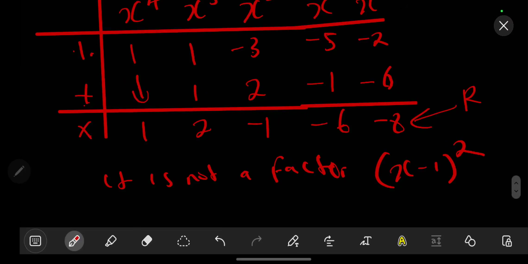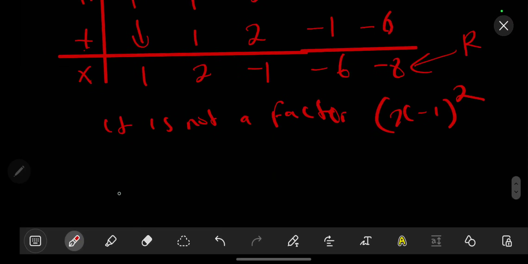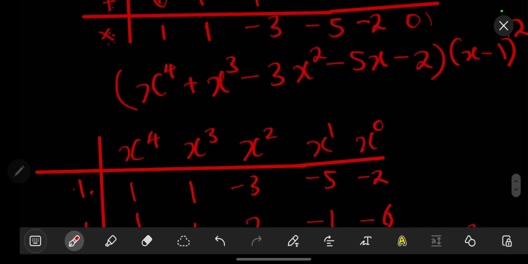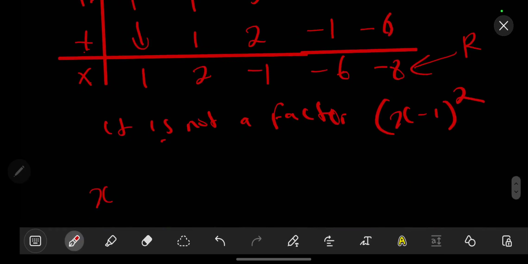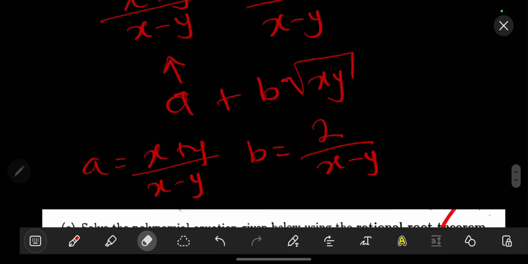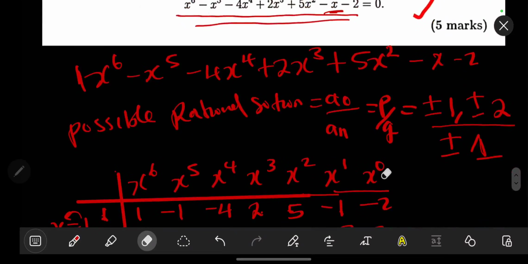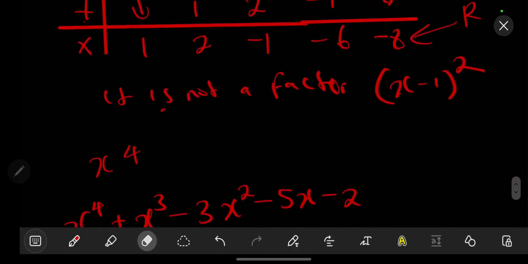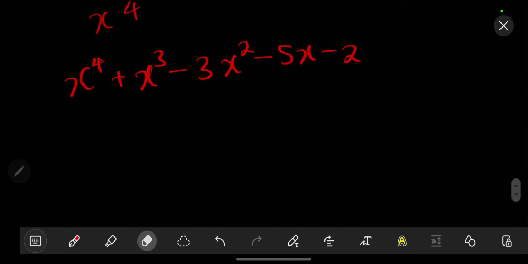We are going to end up with, for our equation, x to the power 4. Let's lift it. Let's now try the other possible factor. So if you remember, the factors that we identified are plus or minus 1. Let's try a minus 1 and see what it will give us.